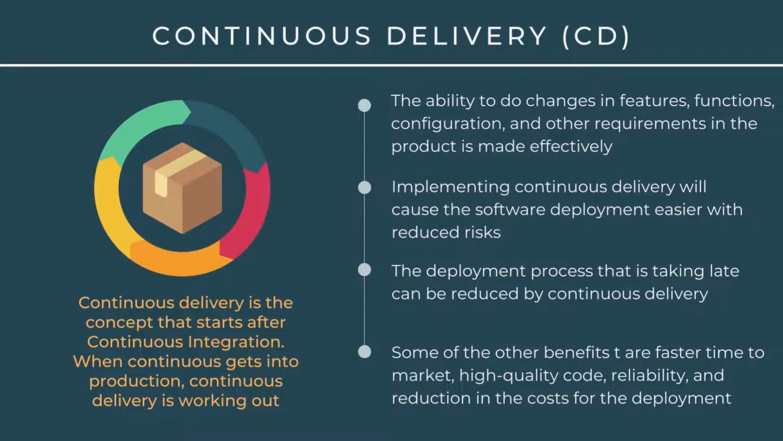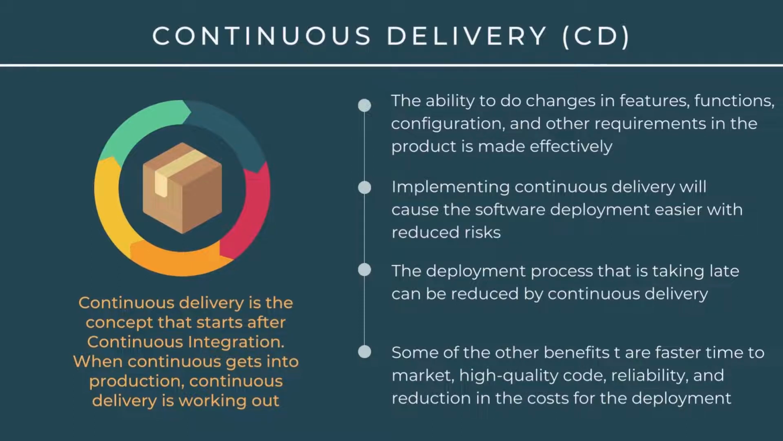All the deliverables from the delivery pipeline will be pushed automatically into the deployment pipeline. The deployment process that is taking late can be reduced by continuous delivery. The security validations are identified in every code release and hence could avoid vulnerabilities and security breaches in the deployment. The releases will have fewer risks and can be provided on demand. Some of the other benefits that could be achieved with continuous delivery are faster time to market, high-quality code, reliability, and reduction in the cost for the deployment.